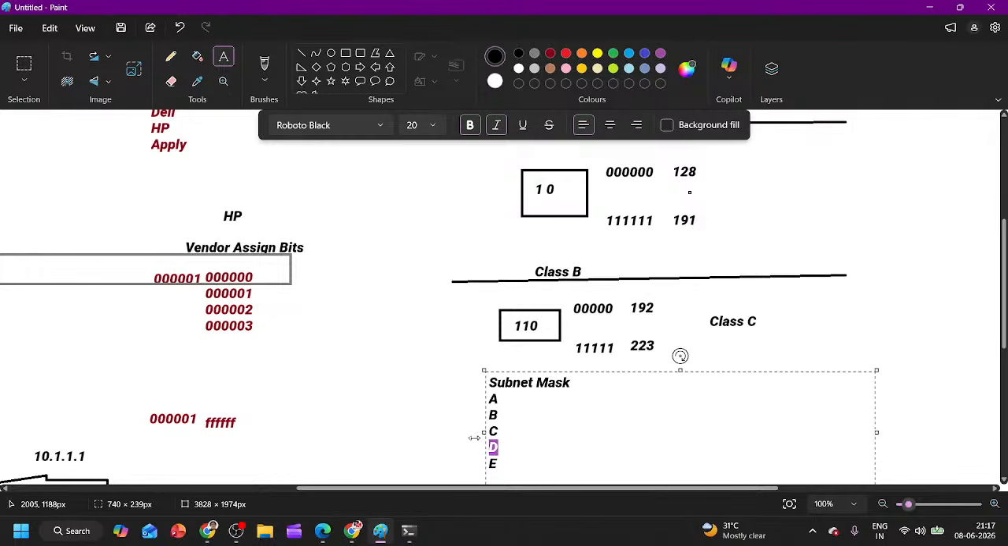Right now we are going to learn class A, class B, class C, because these classes are used for unicast and broadcast communication, right? And in companies we use IP addresses from these classes, class A, class B, class C, not from D and E. As a network engineer you need to learn class D also, because multicasting is part of our course, and we are using it everywhere.